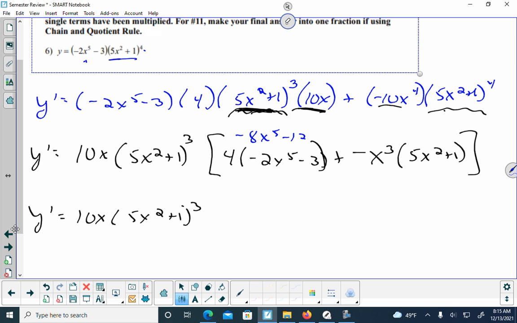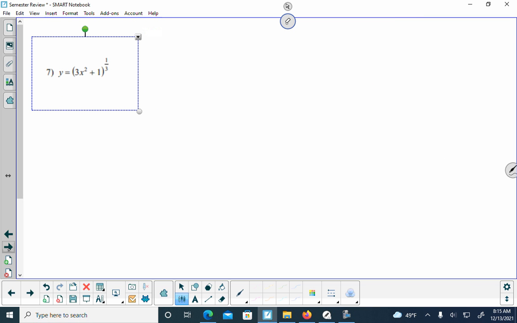And then here, distributing the negative, I'm going to have negative 5x to the fifth minus x to the third. So when I combine my like terms, negative 8, negative 5, I'm going to have negative 13x to the fifth minus x to the third minus 12. I might factor out a negative sign. I didn't, so there it is. There's my answer. Okay, moving on to number 7.